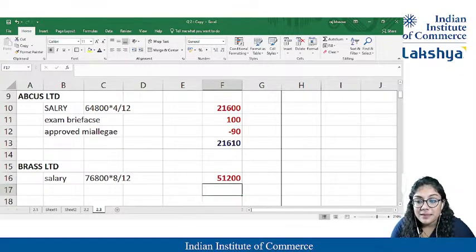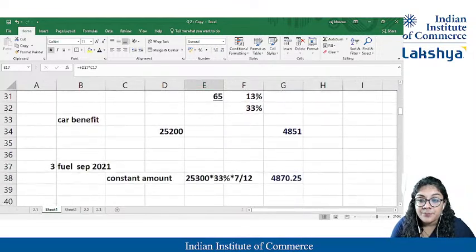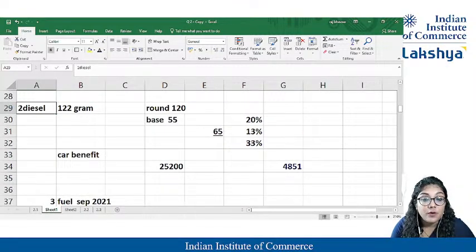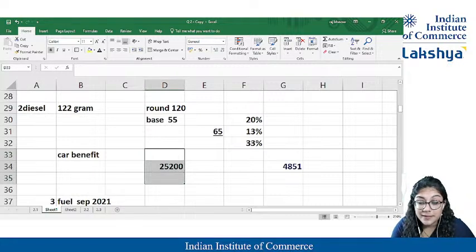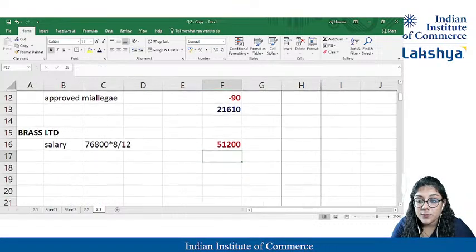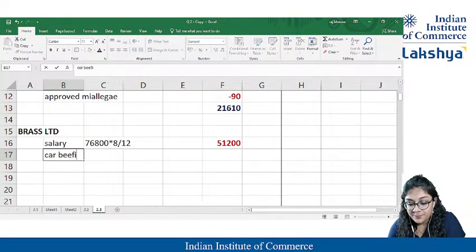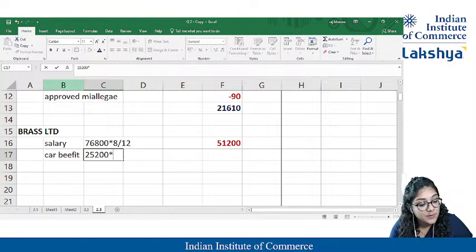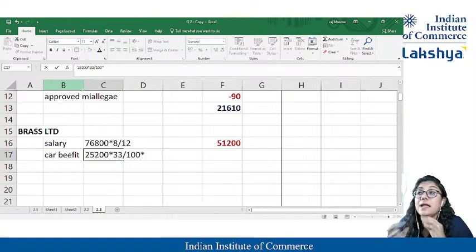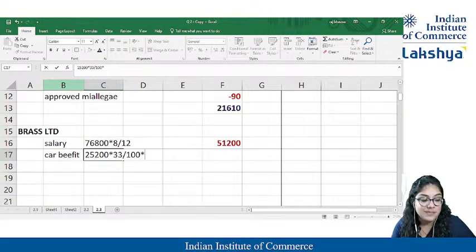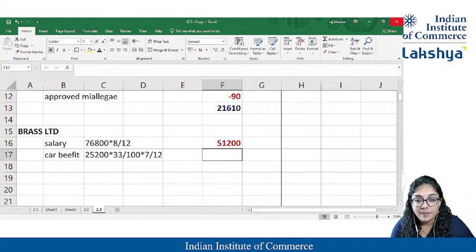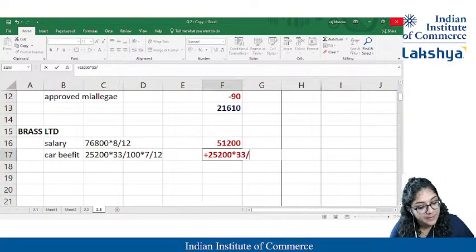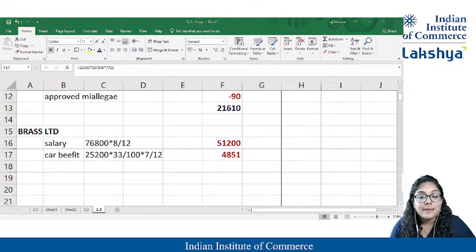Students, you remember, I got some car benefits also. The car benefit, the diesel benefit, of 25,200, and on that 33% you were allowed to book. I'll write over here, car benefits. The valuation of that benefit was restricted to 25,200. On that 33% tax was being paid, but I only took those benefits from 1st September. So it will be 7 by 12. So if I make it exact, 25,200 into 33 by 100 into 7 by 12, I am getting 4,851.